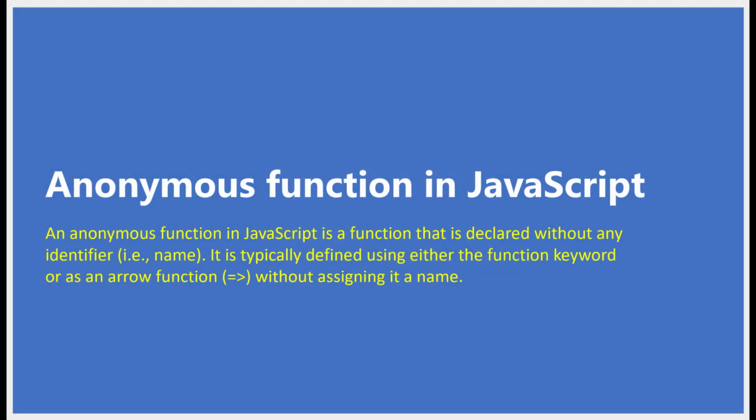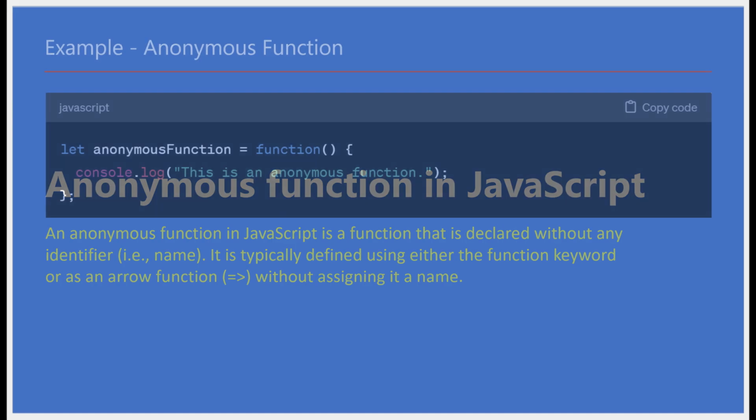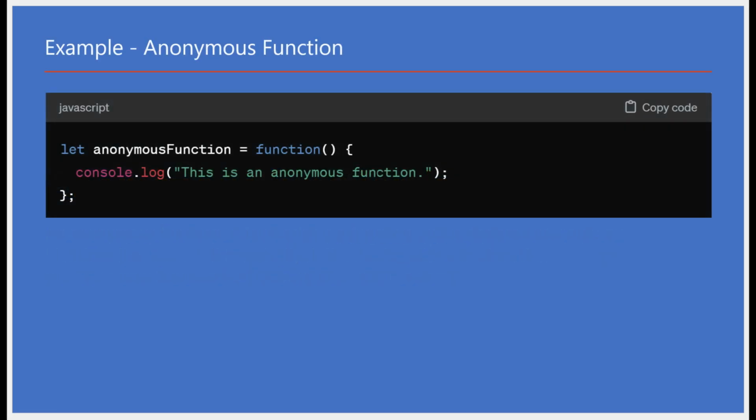Ever pondered the nature of an anonymous function in JavaScript? It's a function declared without any identifier, or in simpler terms, without a name. Usually, it's defined using the function keyword, or as an arrow function, but without assigning it a name. Imagine declaring an anonymous function using the function keyword. It might look something like this.